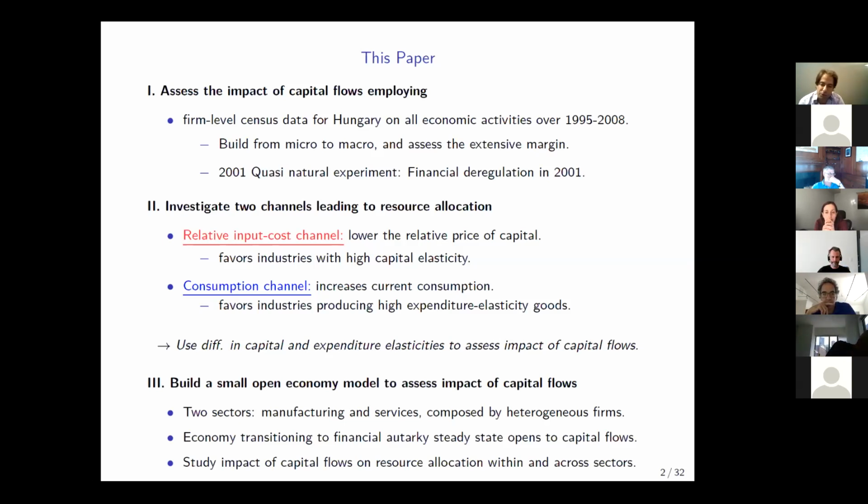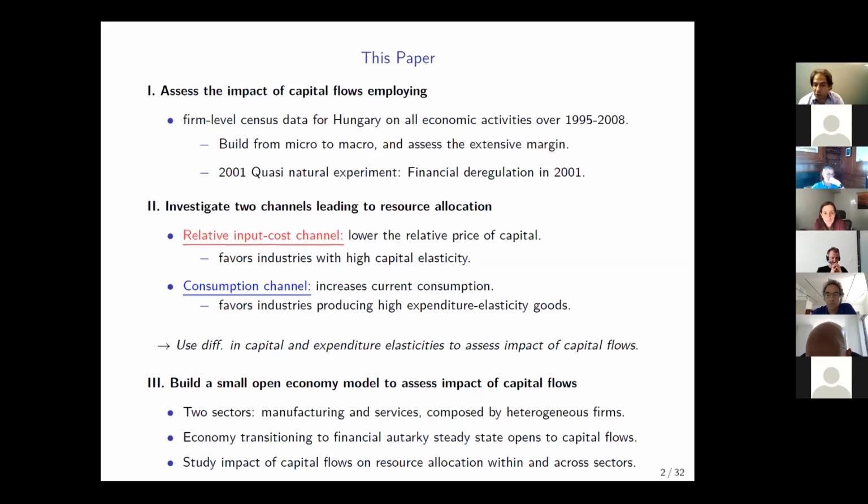So it's going to be a model with two sectors. You're going to have manufacturing and services, and both sectors are going to have heterogeneous firms. Now, why these two sectors? Well, because when we go to the data, you're going to see that manufacturing industries are more capital intensive, but they tend to have lower income elasticity. So the two forces go in opposite directions. So it's very interesting to have a model to try to understand which force dominates and which is responsible for the reallocation between and across sectors.